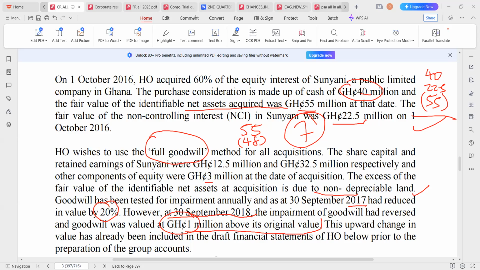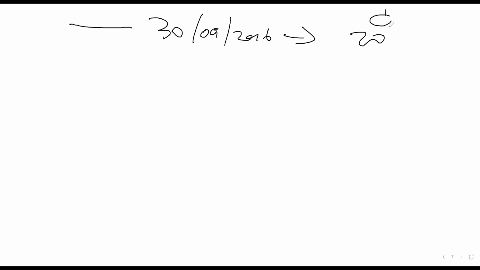You see how nice the case is. I'm done with the issue. Second, please repeat that explanation. All right, let me give a practical scenario. Let me use my calculator. Let's just assume that you have goodwill as at 30th of September 2016. The goodwill calculated is, let's say, 20 million.